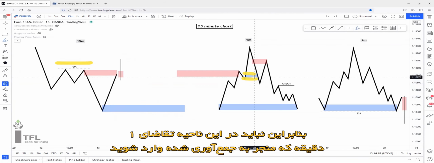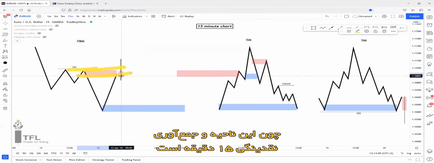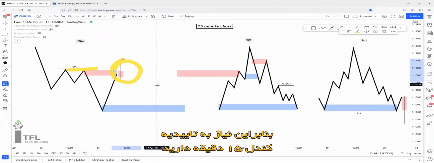So you can't open a position on this demand zone. You can't open a position on this 1 minute demand zone that has caused this sweep, because this is a 15-minute liquidity and the 15-minute zone. So you need a 15-minute candle confirmation for this.